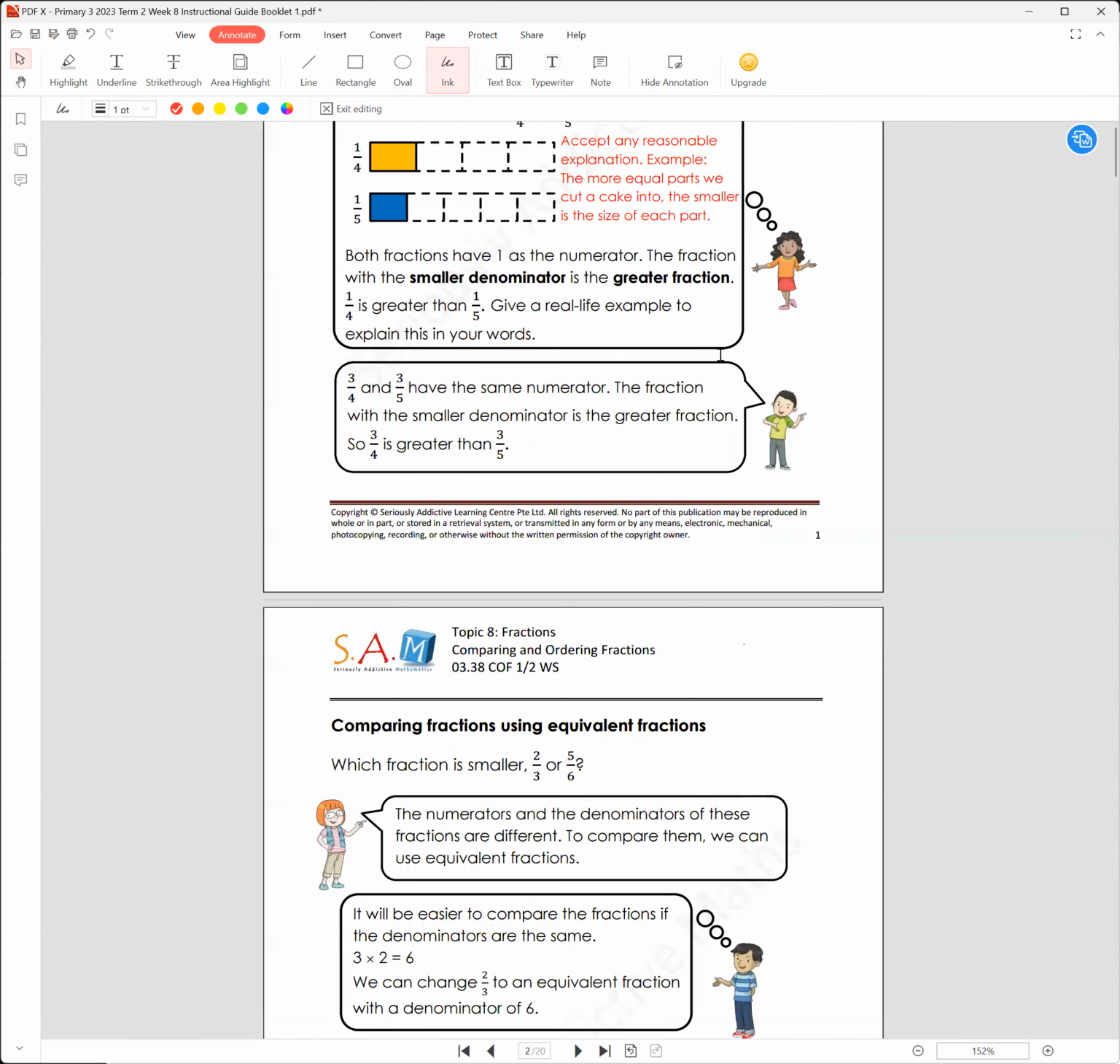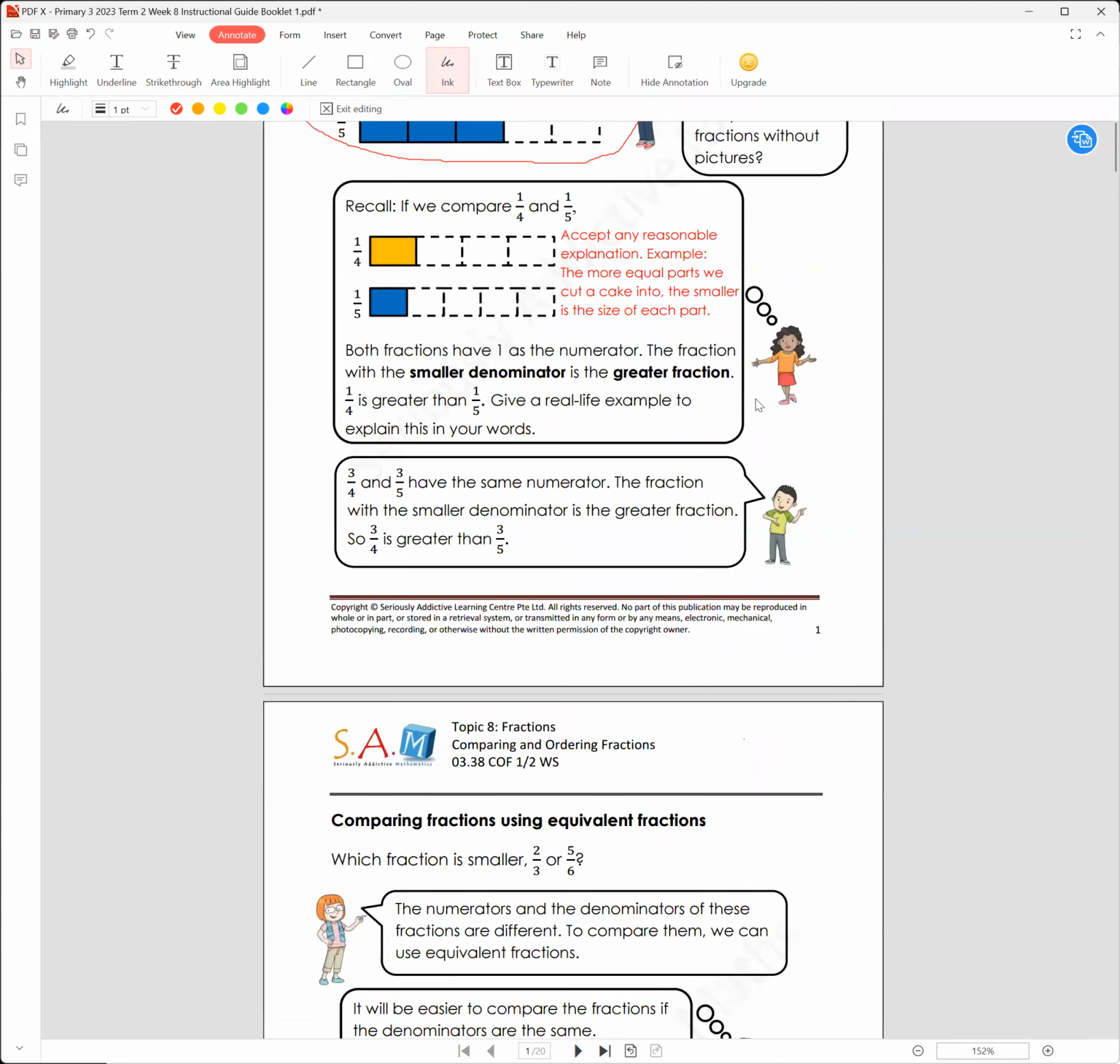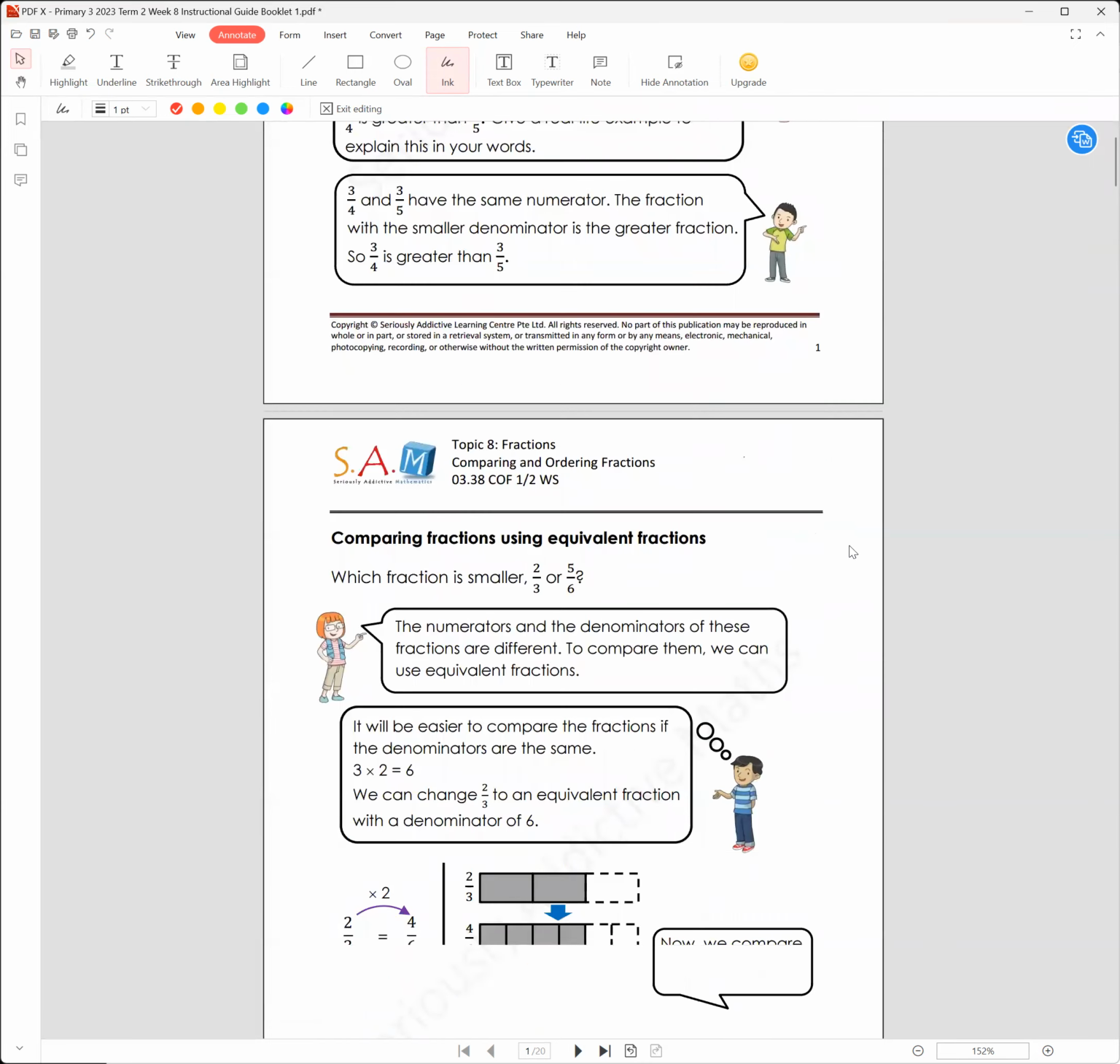Of course, the more obvious one is quite easy, right? If the denominator is the same, right? For example, 2 out of 4 and 3 out of 4, which is greater, then of course you just look at the numerator, right? 3 out of 4 is greater.